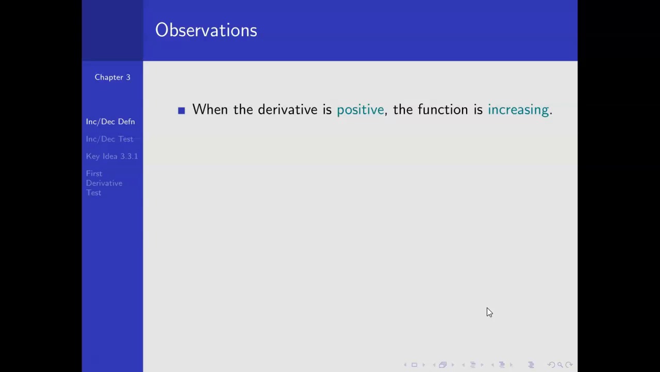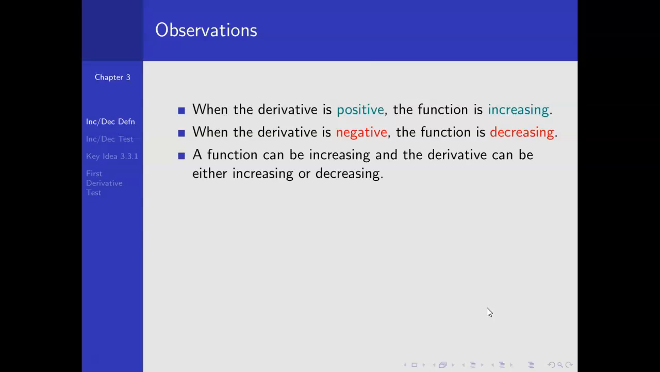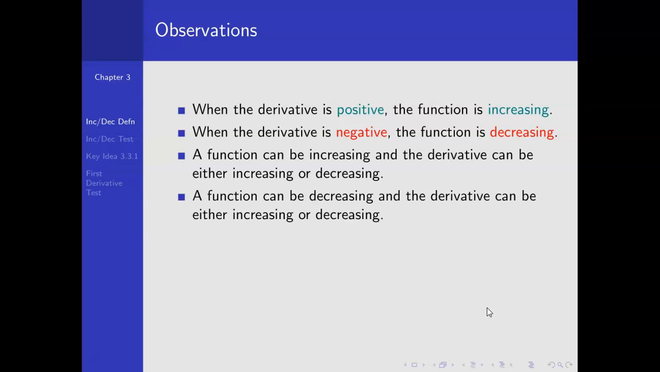Okay, some observations. What we should see happening here is that when the derivative is positive, the function was increasing. And when the derivative was negative, the function is decreasing. And a function can be increasing, and the derivative can be either increasing or decreasing. And the same thing for a decreasing function, the derivative could be either increasing or decreasing.